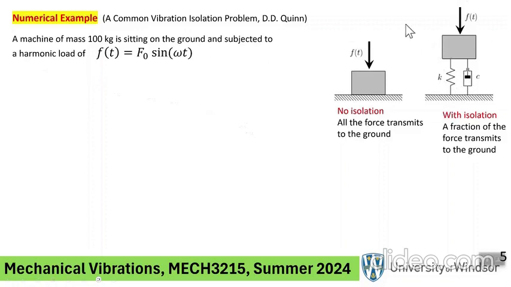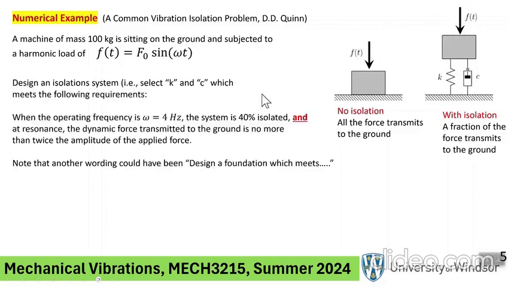Suppose that this machine, or this mass, is being acted on by a harmonic load, which could be coming from a machine which sits on top of that with a mass imbalance. Suppose that the magnitude of this force is big F naught sine omega t, in other words, harmonic with the driving frequency omega. What we want to do is to find the value of K and C. We're going to design an isolation system, K and C, such that these objectives are met.